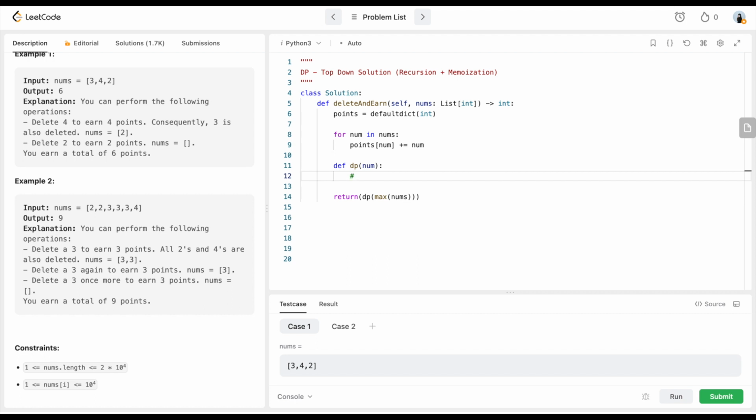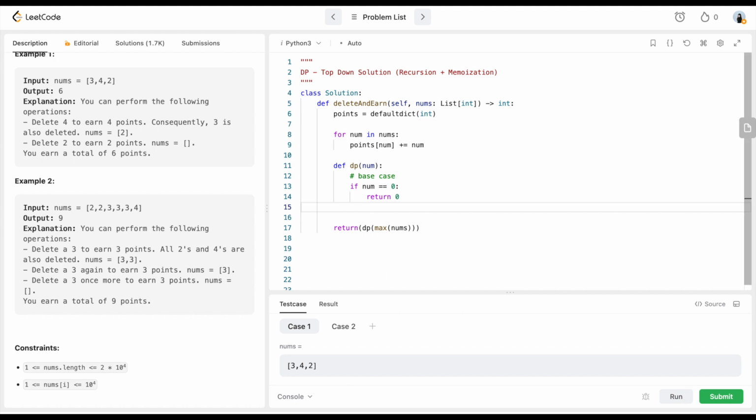For any dynamic programming, it's like recursion, we need our base case. In this case, our base case is if num equals 0, we return 0, because no matter how many zeros are added together, it would still equal 0. And if num equals 1, we return points[1] if 1 exists. If, like in this example, 1 does not exist, points[1] will just return 0 anyway. So those should be our base cases, and then we check if num is not in memo, we add to our memoization.